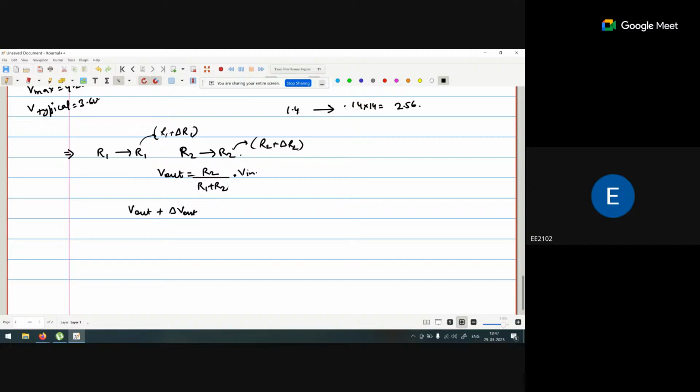Okay. So V out plus delta V out is nothing but (R2 plus delta R2) upon (R1 plus delta R1 plus R2 plus delta R2). Here my output voltage is now changed.